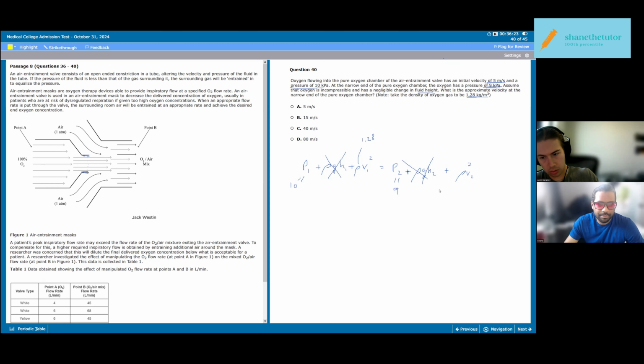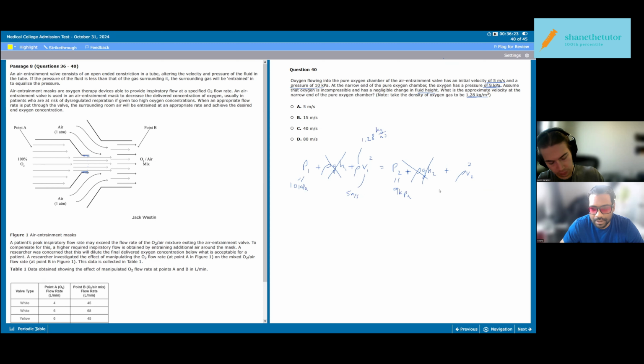Okay, let's make sure that we have kilopascals and kilograms per cubic meter, and V1 is 5 meters per second, and we just need to find the V2 here.